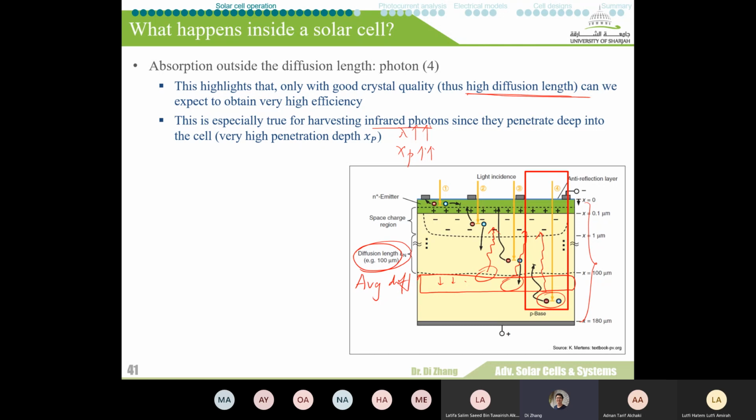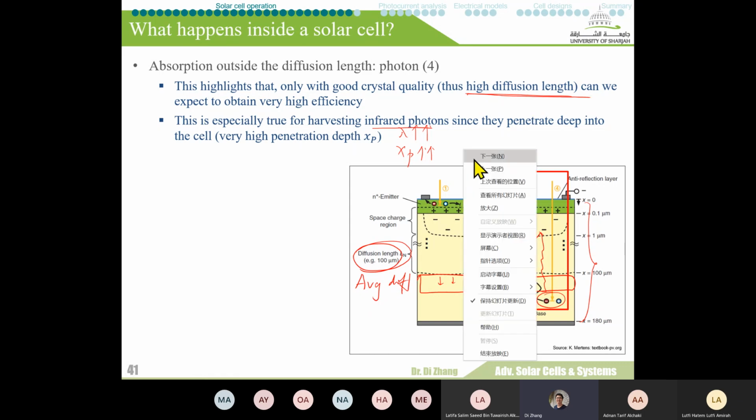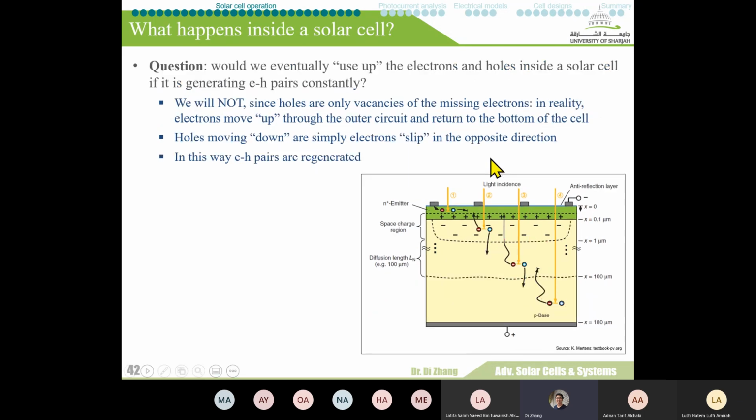You need to have a relatively thick solar cell. At the same time, the solar cell diffusion length cannot be too small. Okay, it cannot be too small. So that is basically the conclusion we can hopefully draw from here today.